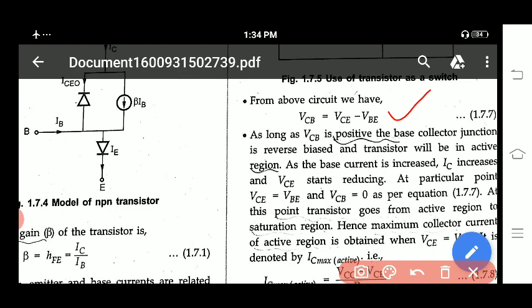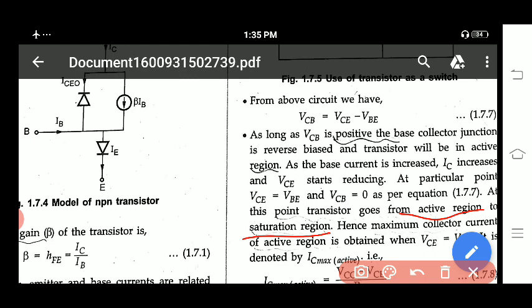This is the reason whenever it happens like this, VC equal to VB, then VCB equal to 0. This is the reason it is switching from active region to saturation region. We'll see at this point the transistor goes from active region to saturation region. Obviously here in your power electronics application you want to operate your transistor in saturation region, at which point it will switch from active region to saturation region.